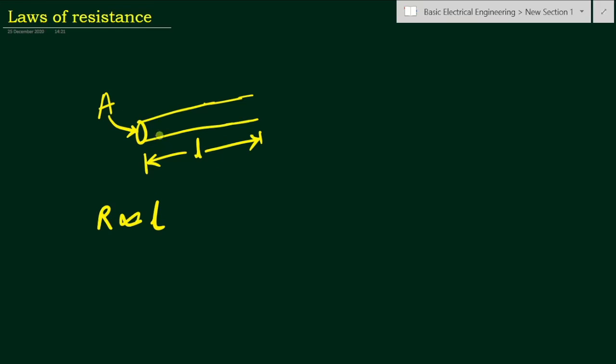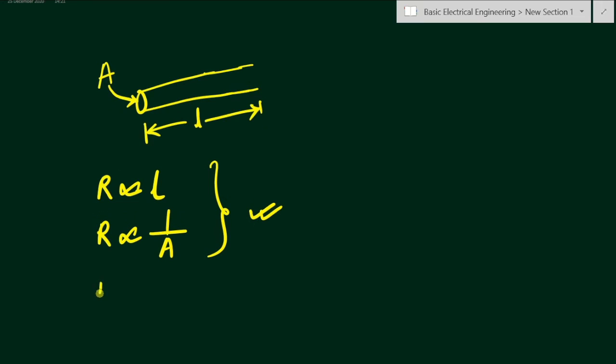Secondly, we have another dimension, that is A, the cross section of this conductor, and this cross section is inversely proportional to the resistance. So we can write it as R is inversely proportional to A. That means R is proportional to 1 by A, the inverse of the cross section. Now let us combine this. So R is directly proportional to L divided by A.